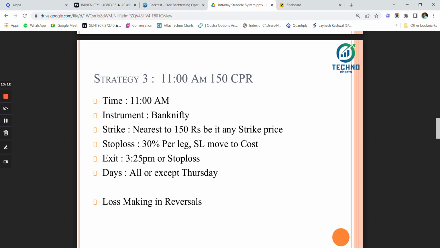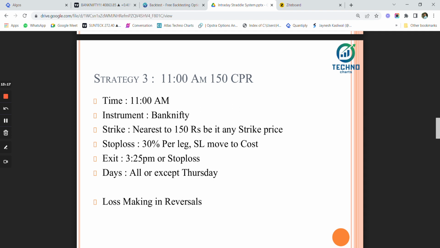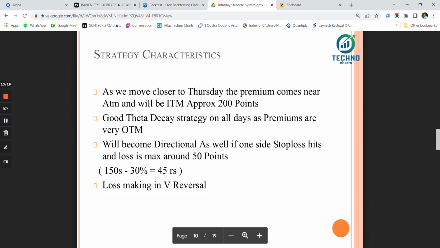All except Thursday, you can trade it every day, or if you do not want to take the money option on Thursday, you can avoid it. Now, what are the characteristics?